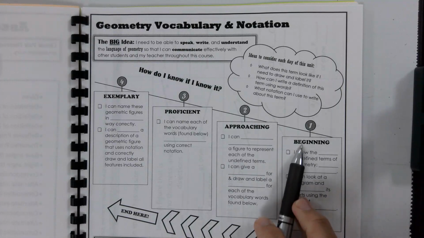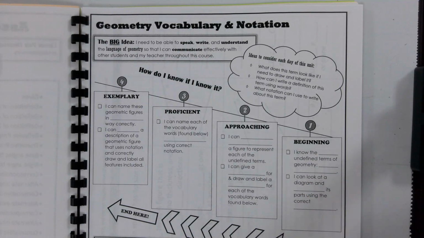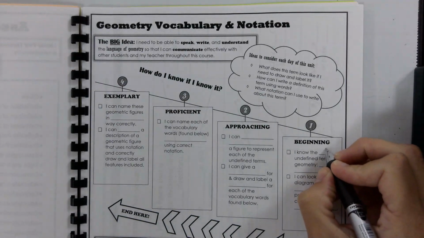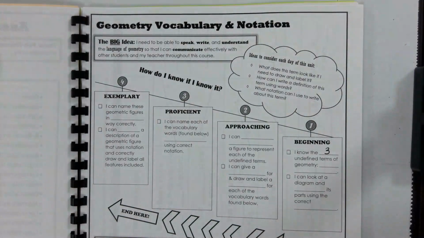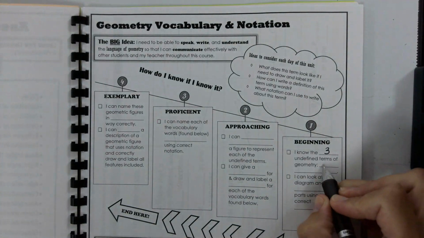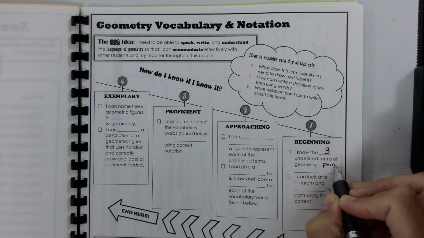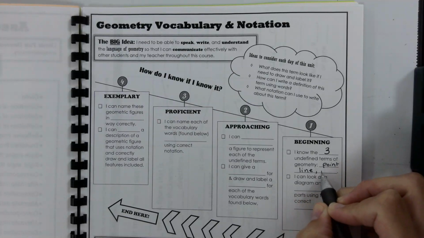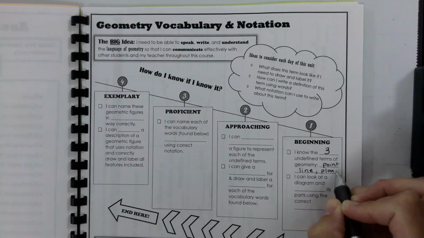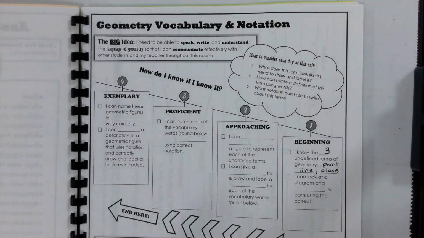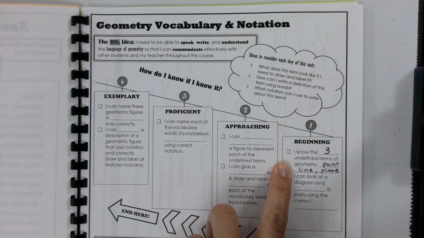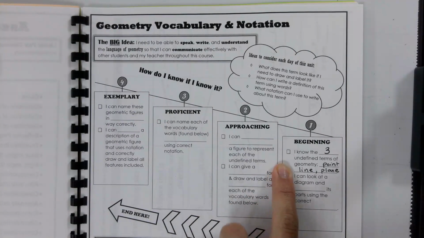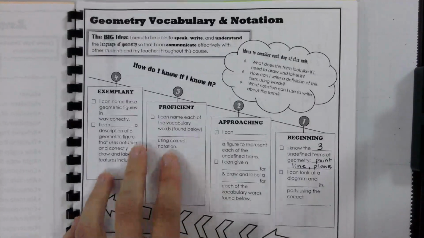The level 1 beginning has the following expectations. I will know the 3 undefined terms. Those 3 undefined terms are point, line, and plane. The definition or description of the terms is really what you're going to see in the remainder of this video. However, we're going to go ahead and talk through the rest of the scale.